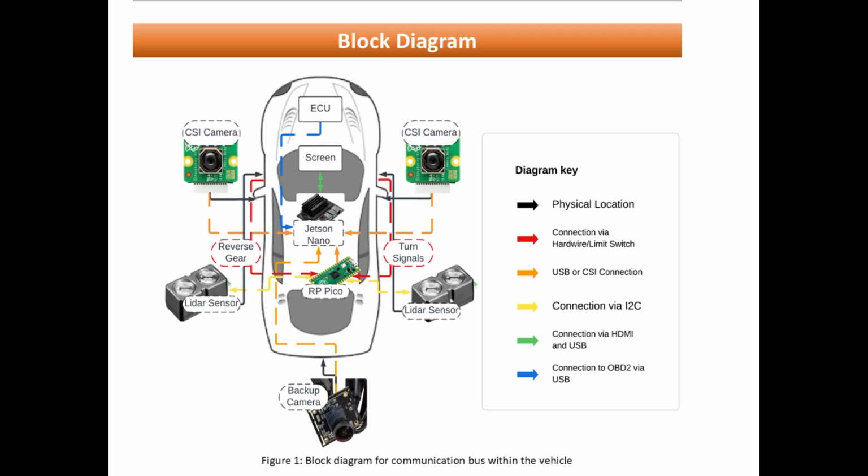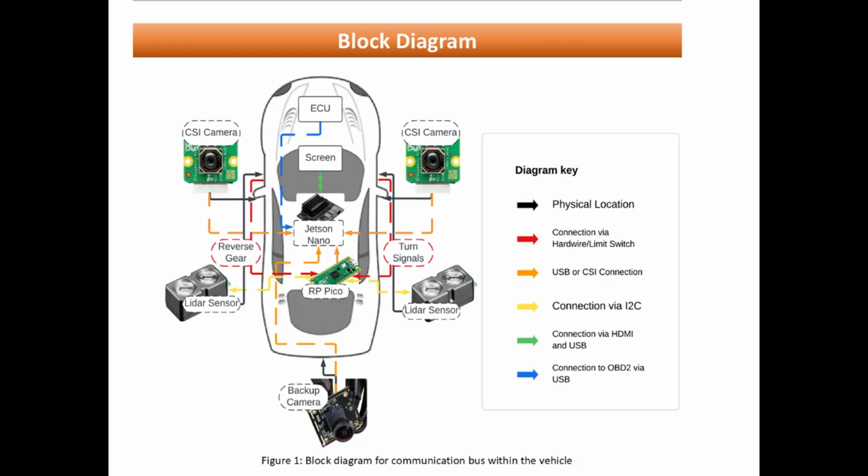Here we have the block diagram that shows the overarching system that's integrated within the vehicle, and that includes the subsystems with their physical location and their communication protocol. So here we can see the 2 CSI cameras that are connected to the Jetson Nano via CSI. And then we have the backup camera on the bottom there that's connected via USB. And then we also have the 2 LiDAR sensors connected to the sides of the vehicle, and those are connected to the Raspberry Pi Pico via I2C.